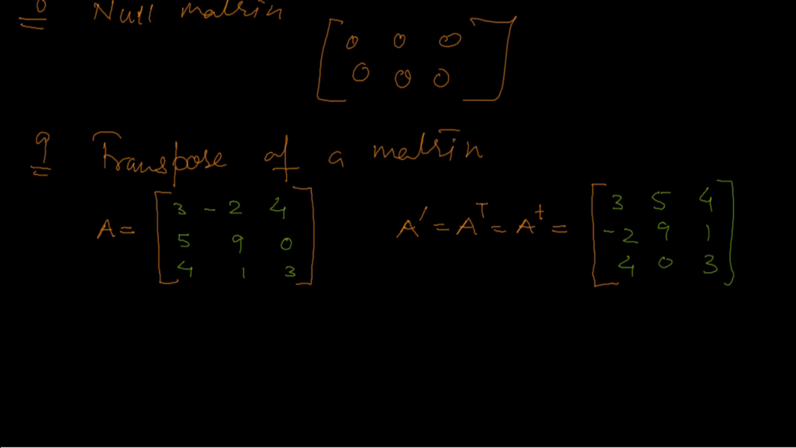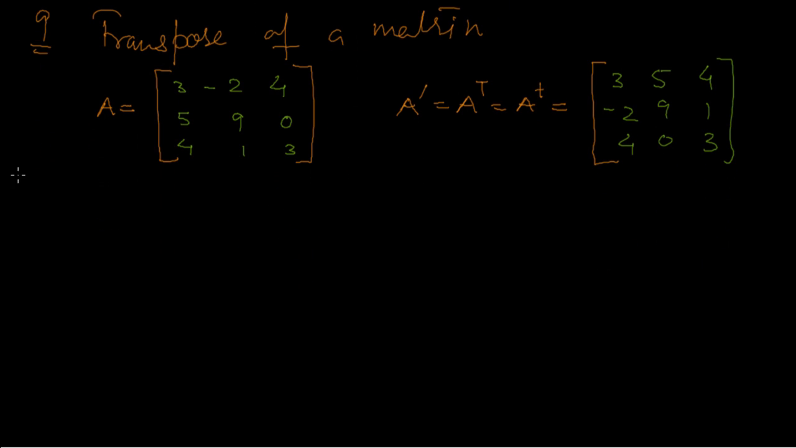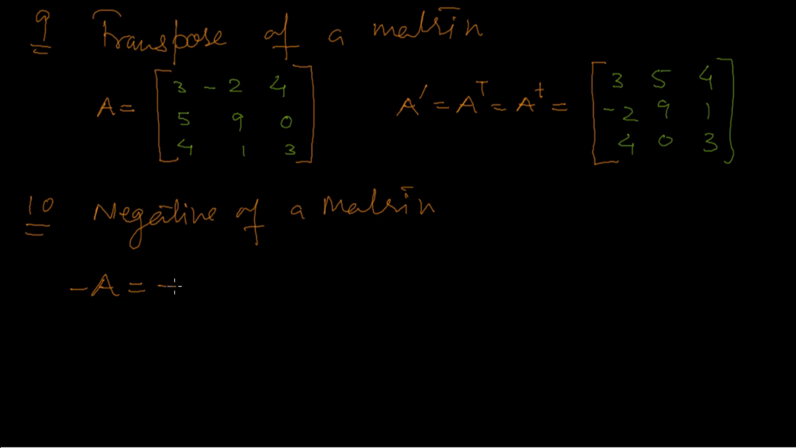Now I would like to tell you one more thing, the negative of a matrix. So we take this A here, and I would like to make the negative A. So what do I have to do? I have to multiply by a negative, a minus, in all the elements. So it would be like this: 3 minus 2 4, 5 9 0, 4 1 3, and we will multiply by negative inside.